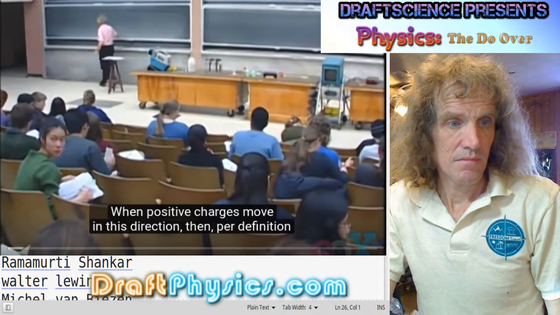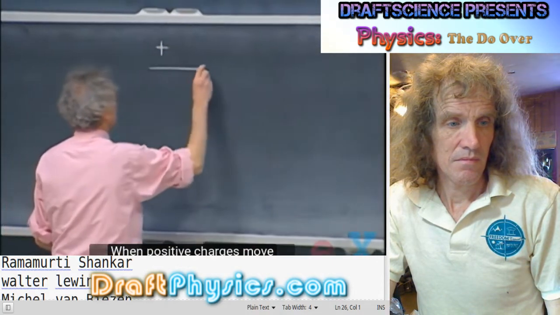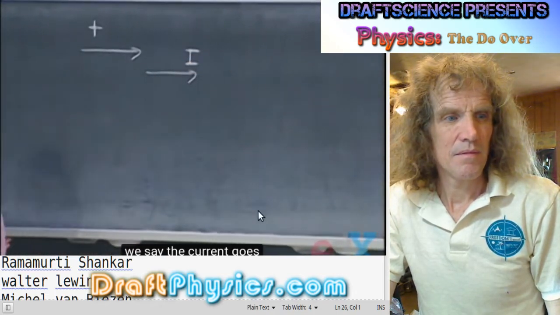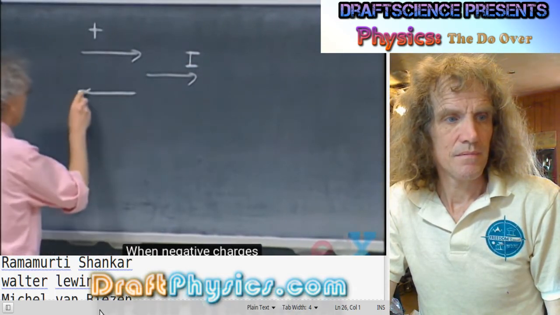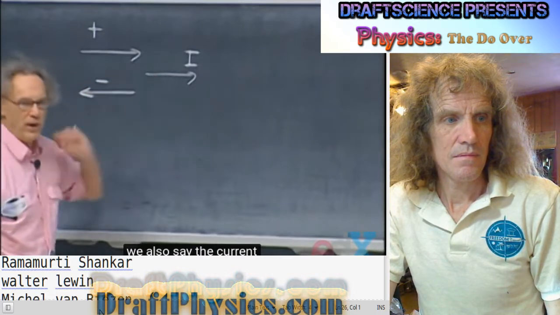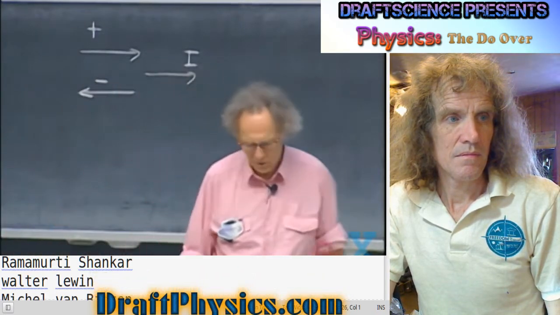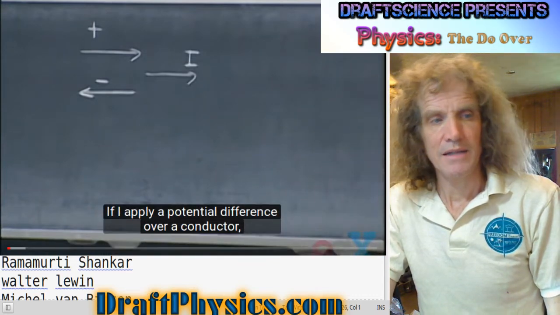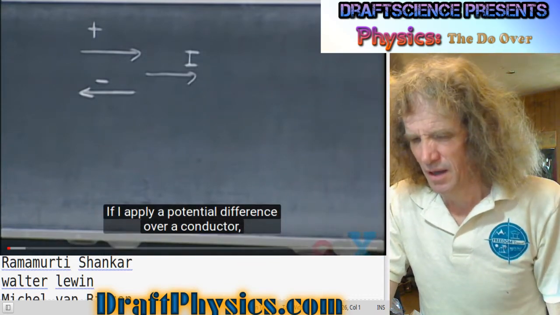When positive charges move in this direction, then per definition we say the current goes in this direction. When negative charges go in this direction, we also say the current goes in that direction. That's just our convention. If I apply a potential... Okay, it's just their convention, he says.